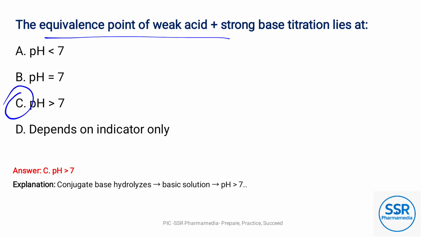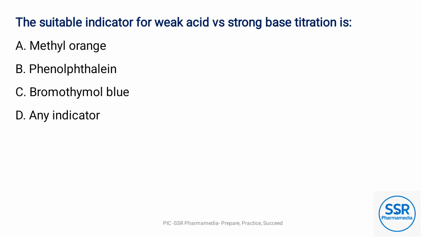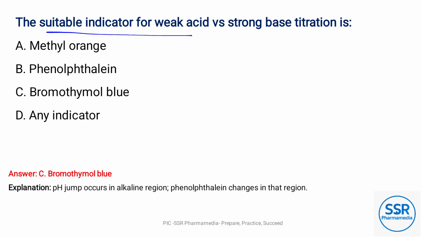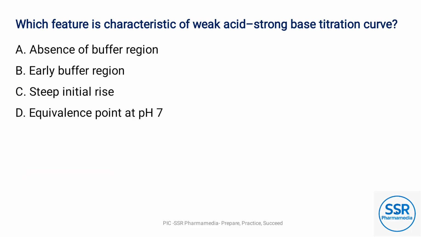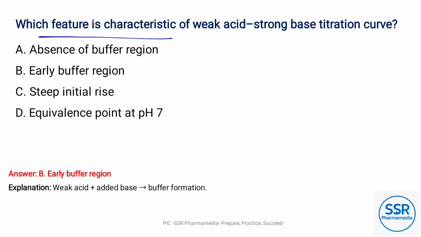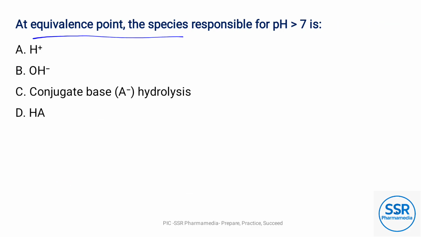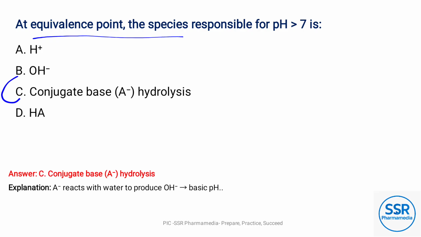More than, less than 7. The suitable indicator for weak acid versus strong base titration is option C, bromothymol blue. Which feature is characteristic of a weak acid and strong base titration curve? So option B, earlier buffer region. At the equivalence point, the species responsible for pH less than 7 is, so option C, conjugate base hydrolysis.